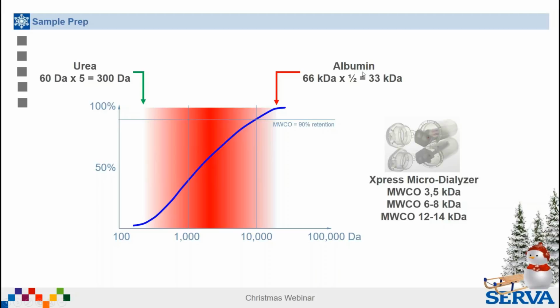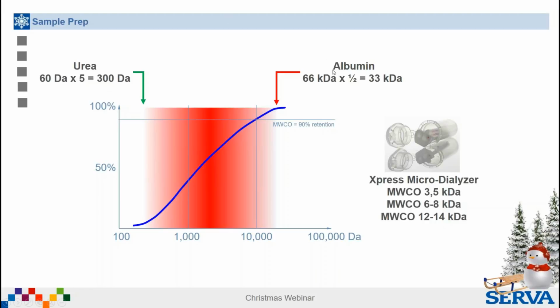So for instance, we have just a tiny example. You have a solution of albumin and you want to get rid of urea and desalting like. So urea has 60 Daltons. You can look it up on, let's say, Wikipedia or something else. And these Daltons you multiply by 5, and then you have the lower MWCO to choose. So it's 300 in this case.